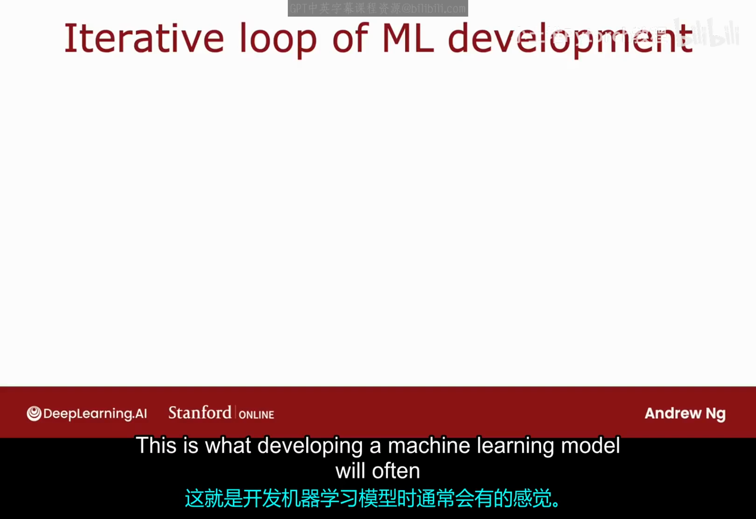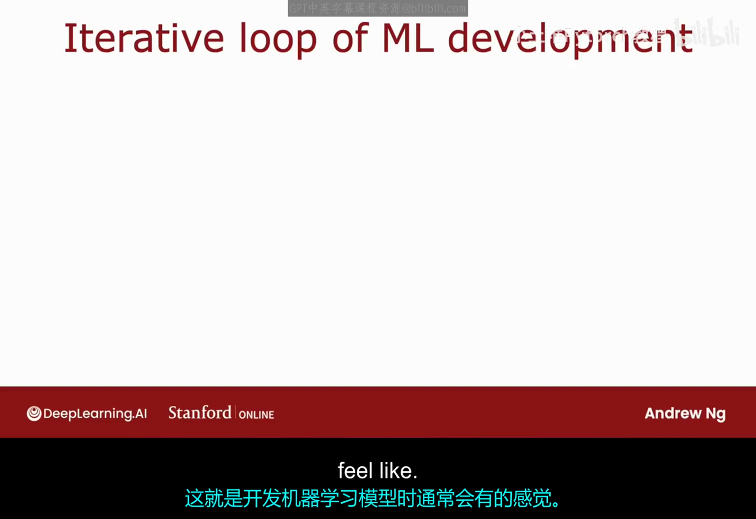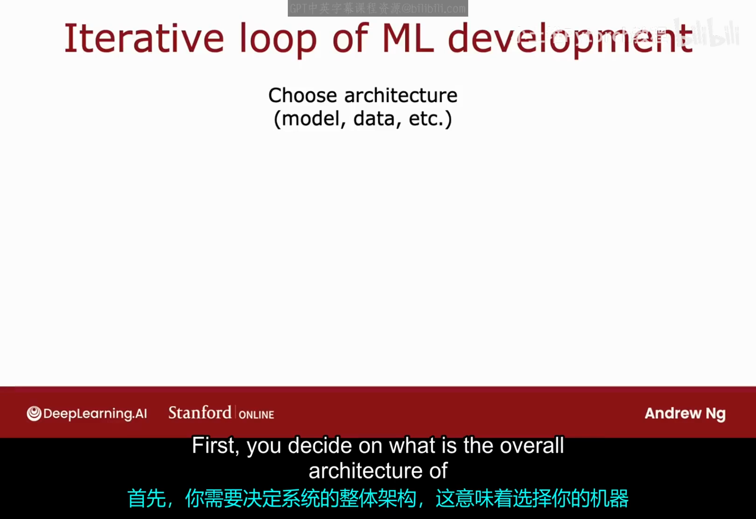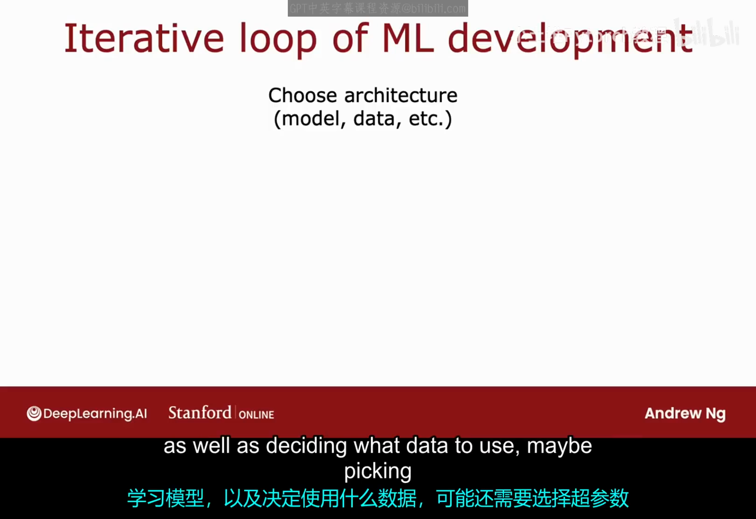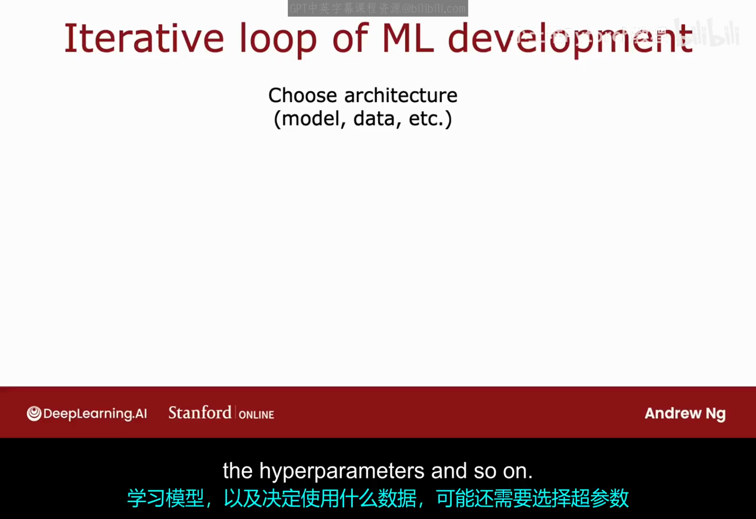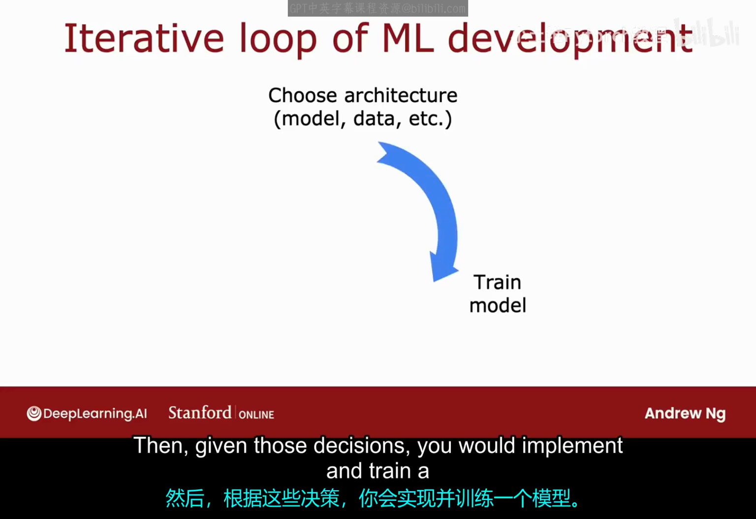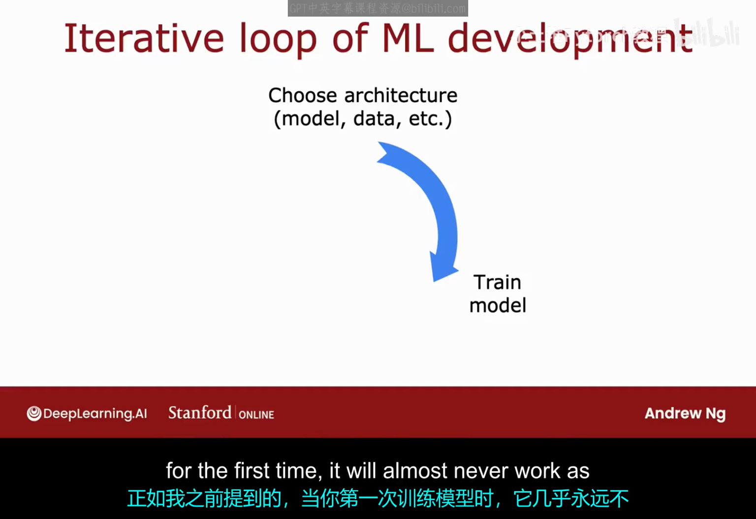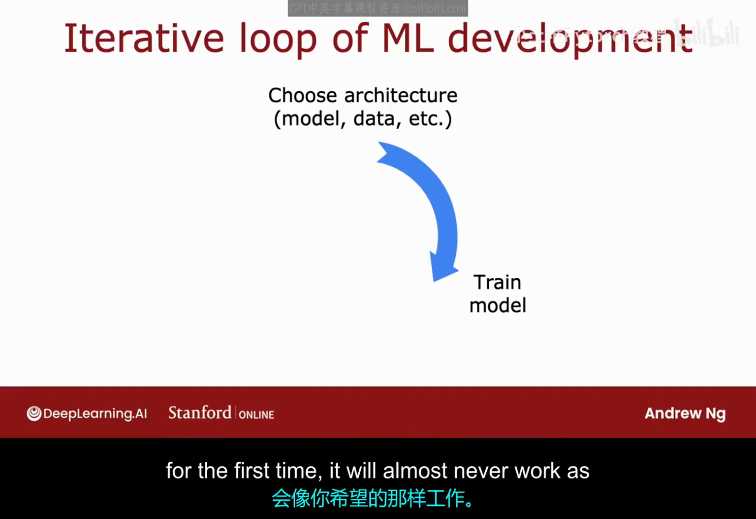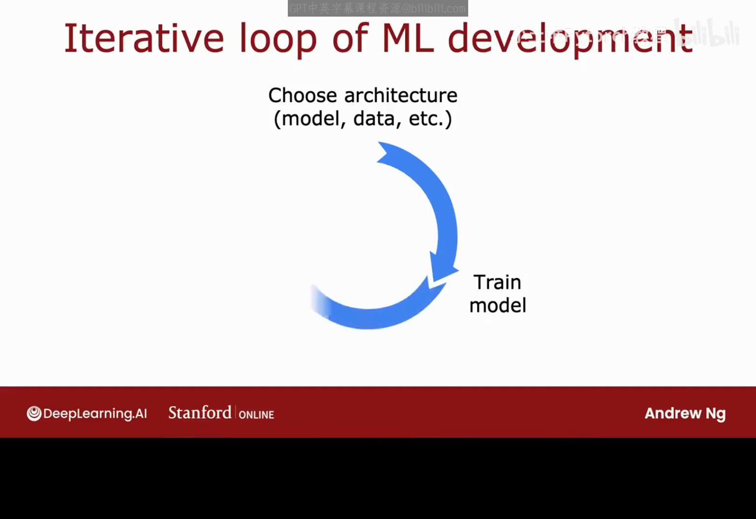This is what developing a machine learning model will often feel like. First, you decide on what is the overall architecture of your system. And that means choosing your machine learning model as well as deciding what data to use, maybe picking the hyperparameters and so on. Then, given those decisions, you would implement and train a model. And as I've mentioned before, when you train a model for the first time, it will almost never work as well as you want it to.